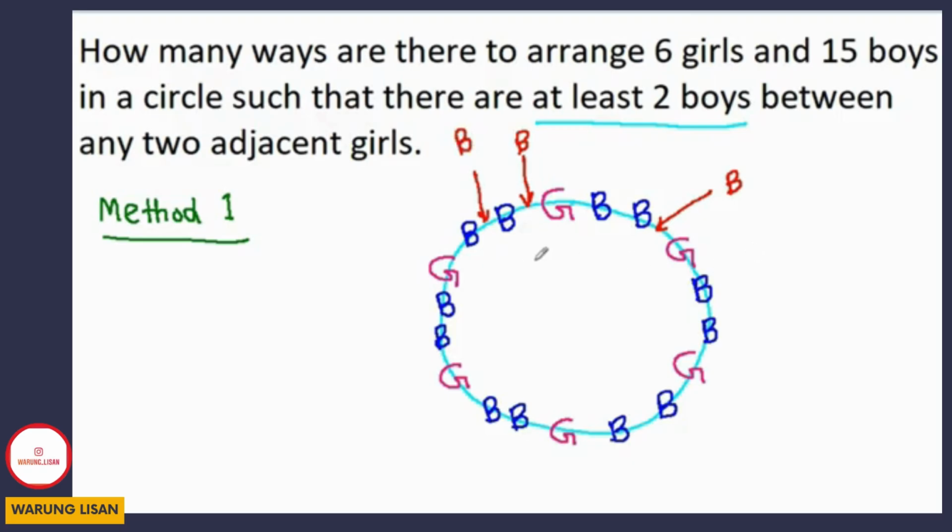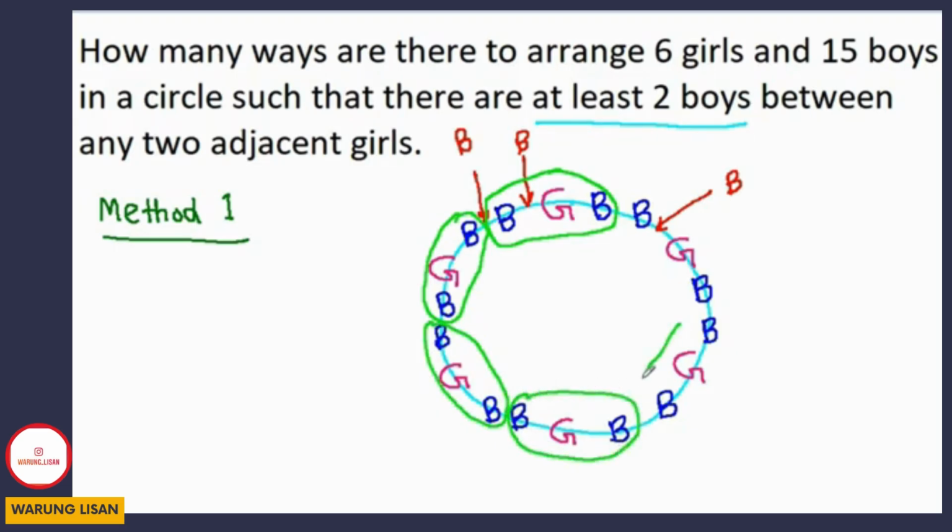Now we have to think about the number of ways we can make the arrangement like this. So what I am going to do is I am taking 1 girl and 2 adjacent boys and making them a group. So this is the first group, this is the second group, this is the third group, and it is the fourth group, and fifth group, and sixth group. So can I say that we have to arrange these 6 groups and these 3 boys in a circle.